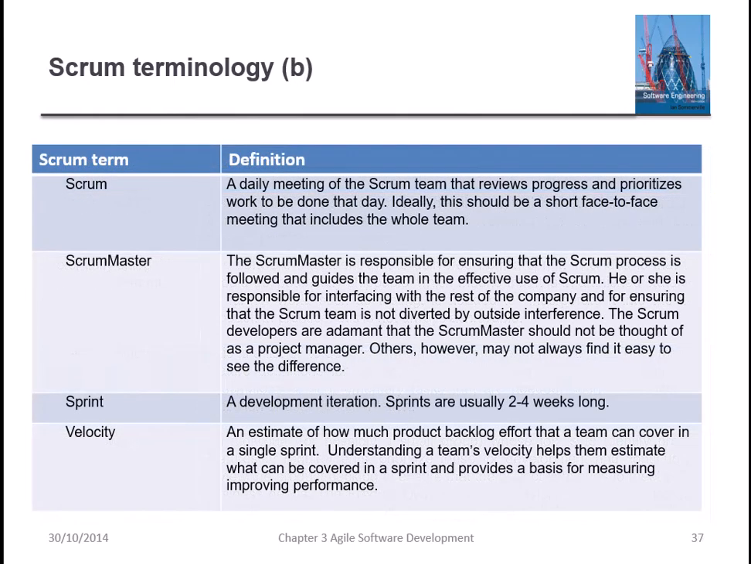Now, what is a Scrum? A Scrum is basically a daily meeting of the Scrum team, meaning the developers. This regular meeting reviews progress and prioritizes work to be done that day. Ideally, this should be a short face-to-face meeting that includes the whole team.